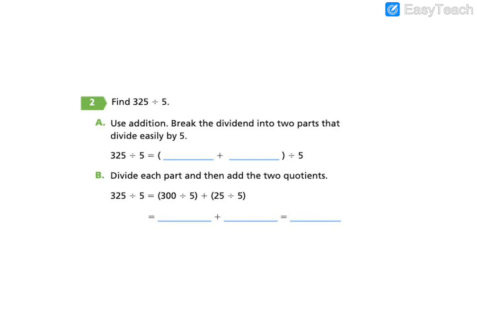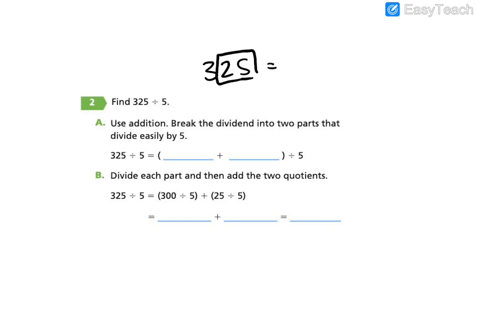Great. Number 2, find 325 divided by 5. Using addition, we're going to break the dividend into 2 parts that divide easily by 5. The first thing we want to do when we're looking at that is look at 325. Do we see any clear multiples of 5 in this number? Well, the most obvious would be 5. But we want to think a little bit bigger, and we see 25 right here.